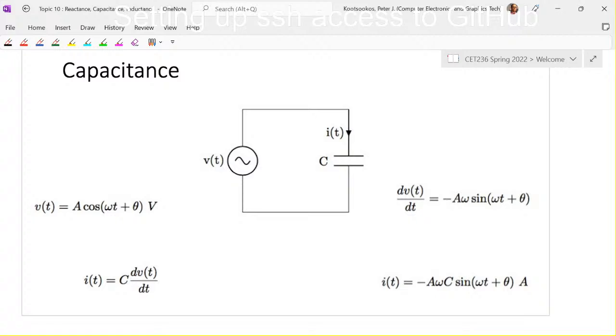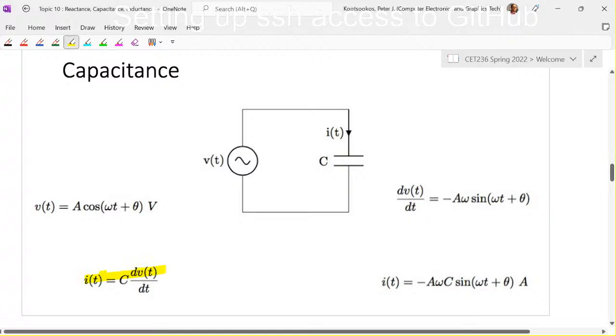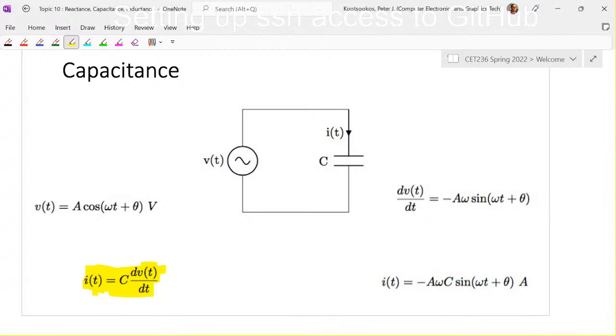So here now, if we apply a cosine omega t plus theta, the relationship we have between voltage and current for a capacitor is a bit different. Right? It's not V equals IR. It's I equals C dV/dt. So the current is proportional to the rate of change of voltage.